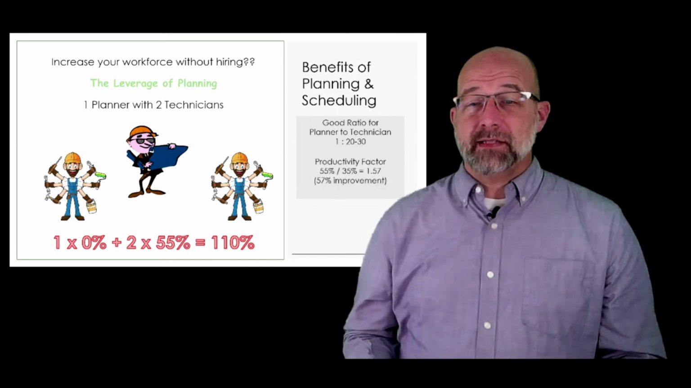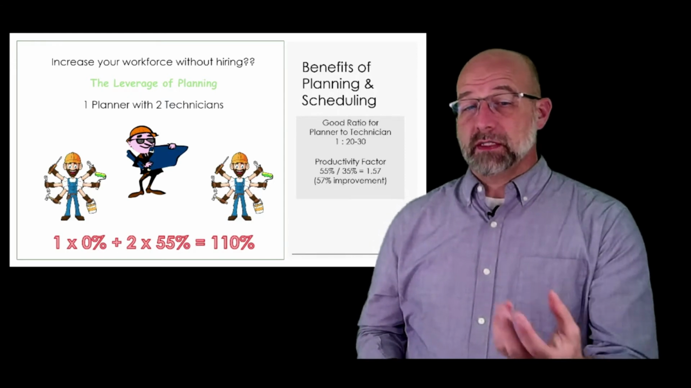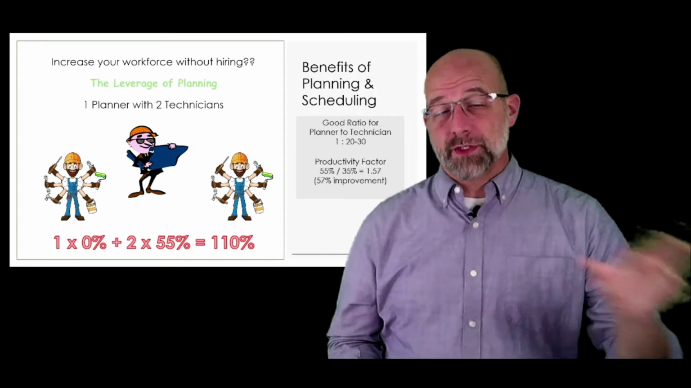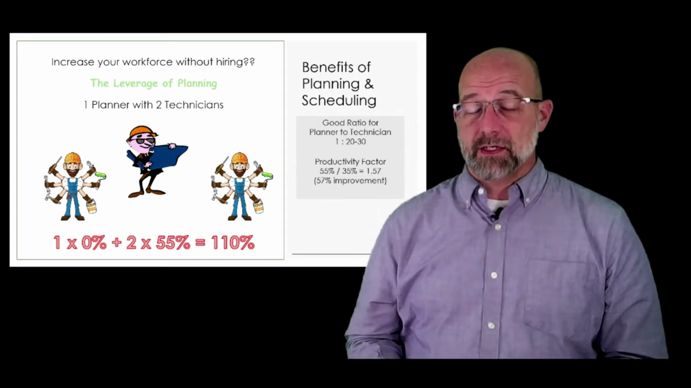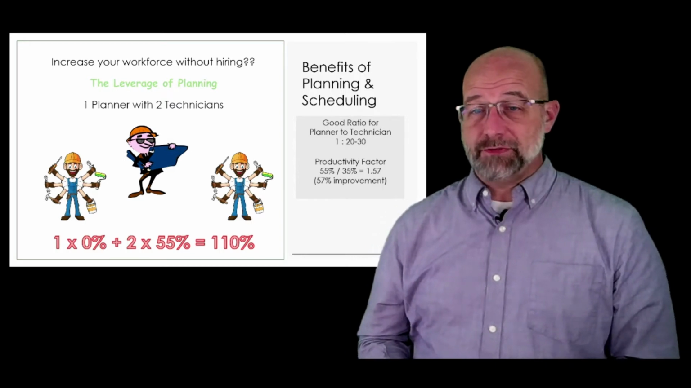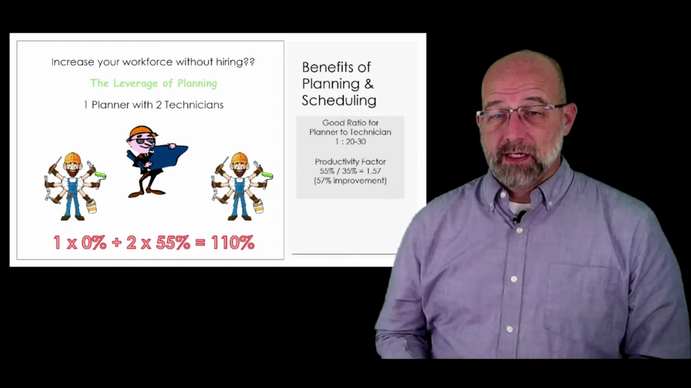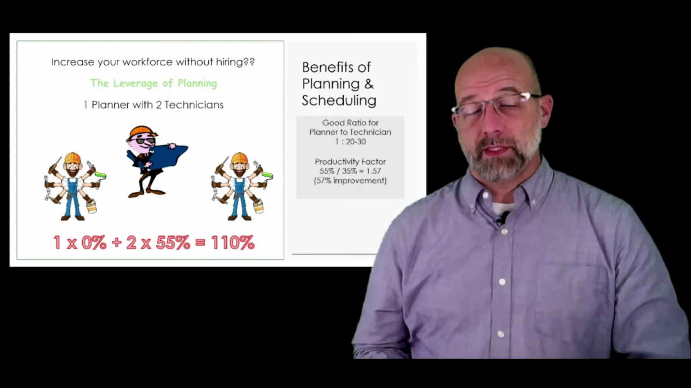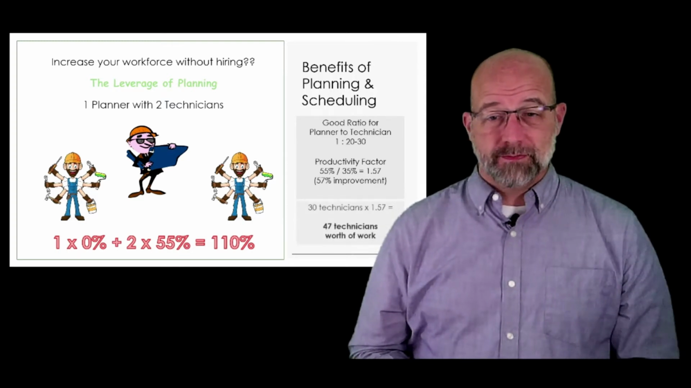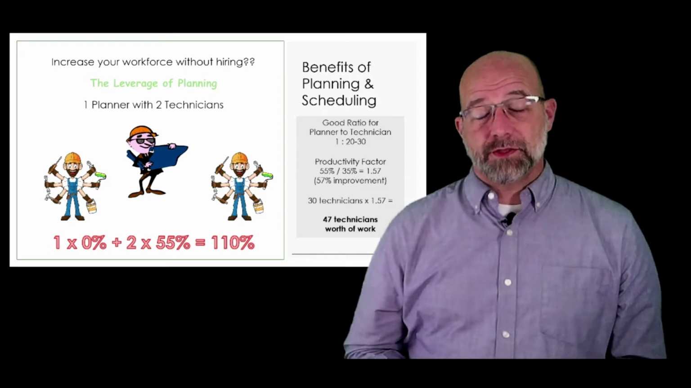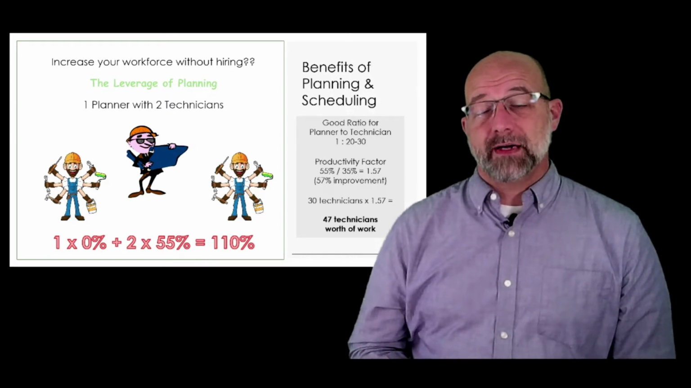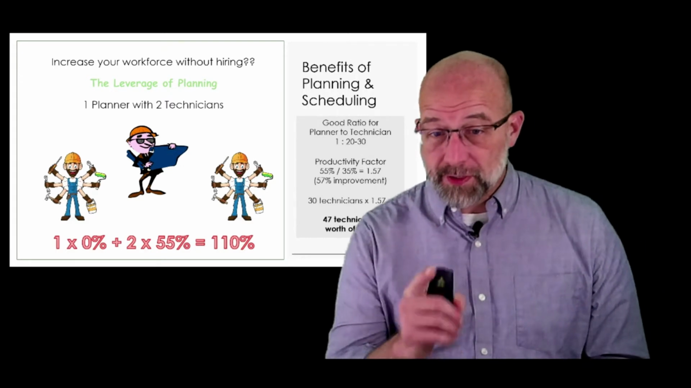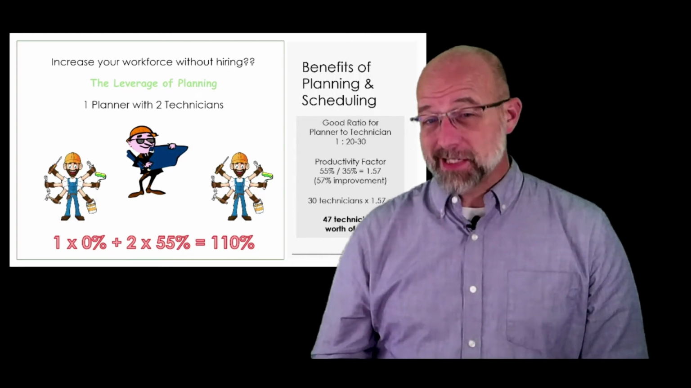Now, if I take the 55% productivity level that I'm currently getting with one planner and two technicians, and I divide that by the original 35% that we were getting with three technicians doing all the work themselves, that gives you a factor of 1.57. In essence, that's a 57% improvement over planning versus not planning. Take that one step further. If I have 30 technicians and I multiply that by that 1.57 factor, that gives me 47 technicians' worth of work with only 30 folks. Still think I'm crazy?